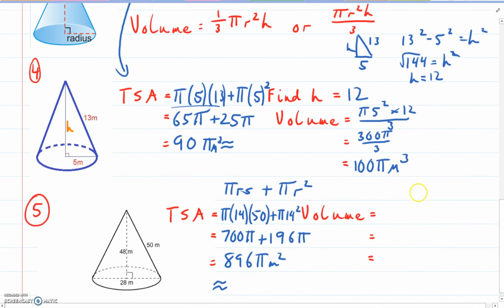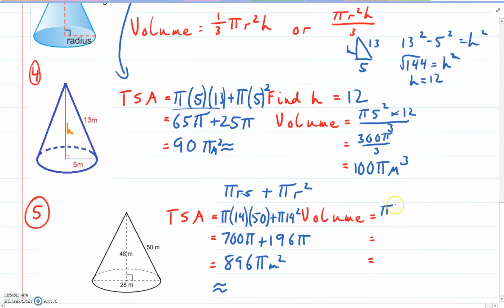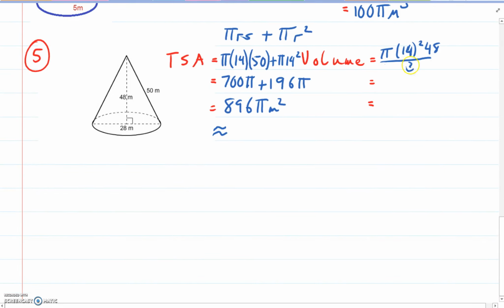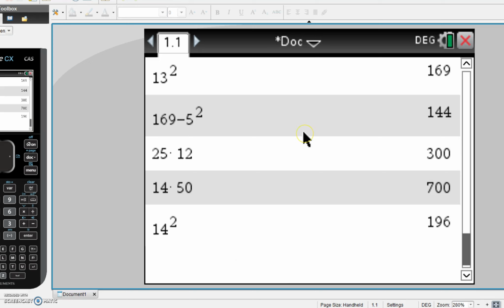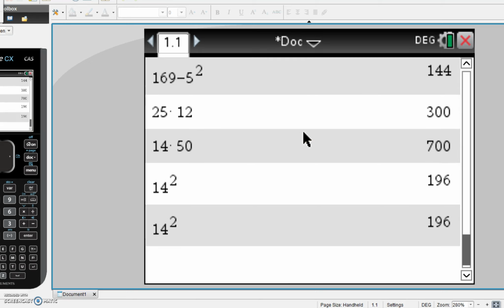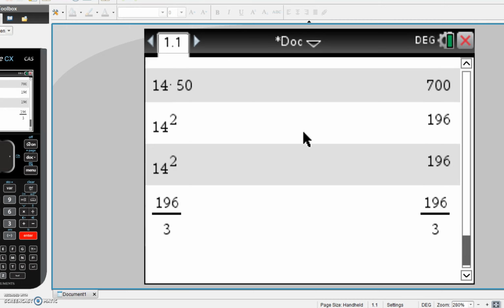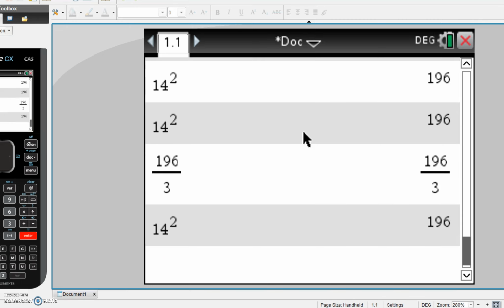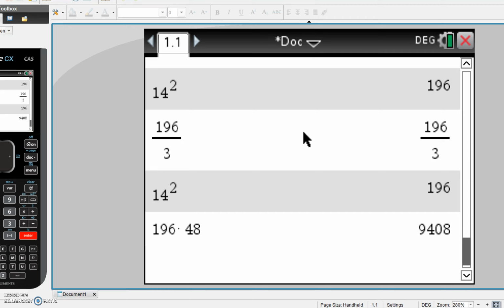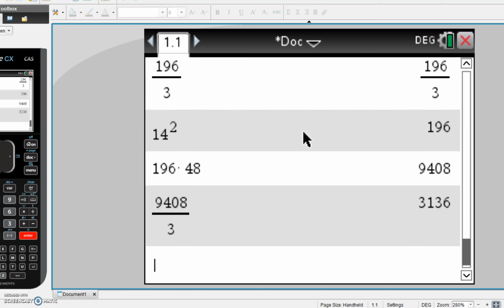Volume, let's go back to our formula. So it's pi r squared, in this case 14. Times the height, which is 48, all over 3. Oh, my screen's going a bit weird there. All right, let's try putting that in the calc. So 14 squared times by 48 divided by 3. 3136 pi.